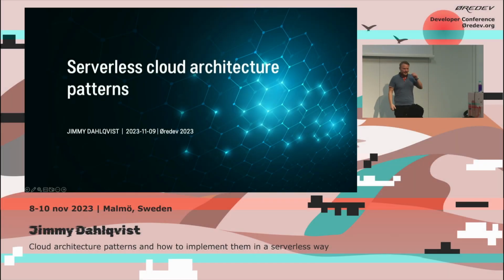Serverless cloud architecture patterns, or as it is said in the description, cloud architecture patterns and how to implement them in a serverless way. I shortened the title a bit, just like we did with my current company.